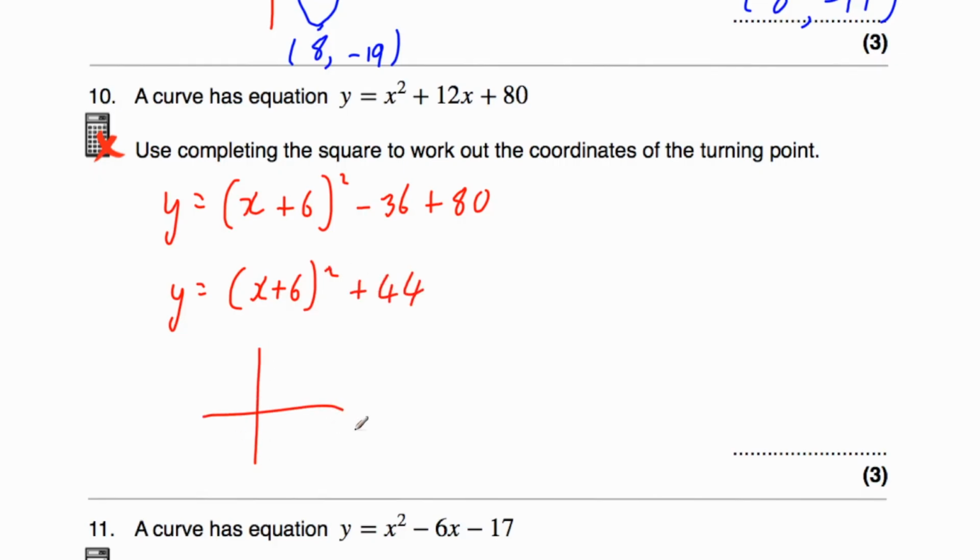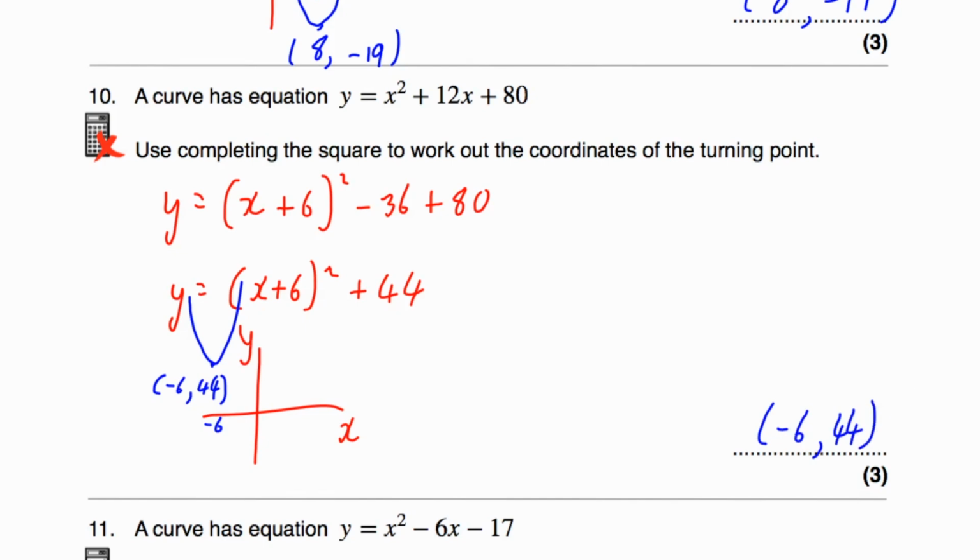Now we're just going to sketch our x and y axis. We've got our x axis and our y axis, and we're going to do our sketch of y equals x squared. So that's our sketch of y equals x squared. It's a bit steeper this time. And then we've got x plus 6, so that's going to translate the graph 6 squares to the left, so we're going to go to here. And then let's again label on our minus 6 there. And then we've got plus 44, so it's going to translate the graph 44 upwards. So it's going to move up to here, or it might even move up to here somewhere, but we'll move it up to here. And then that means that the coordinate of this minimum point, this turning point, would be negative 6, 44. And so the coordinates of the turning point would be negative 6, 44.